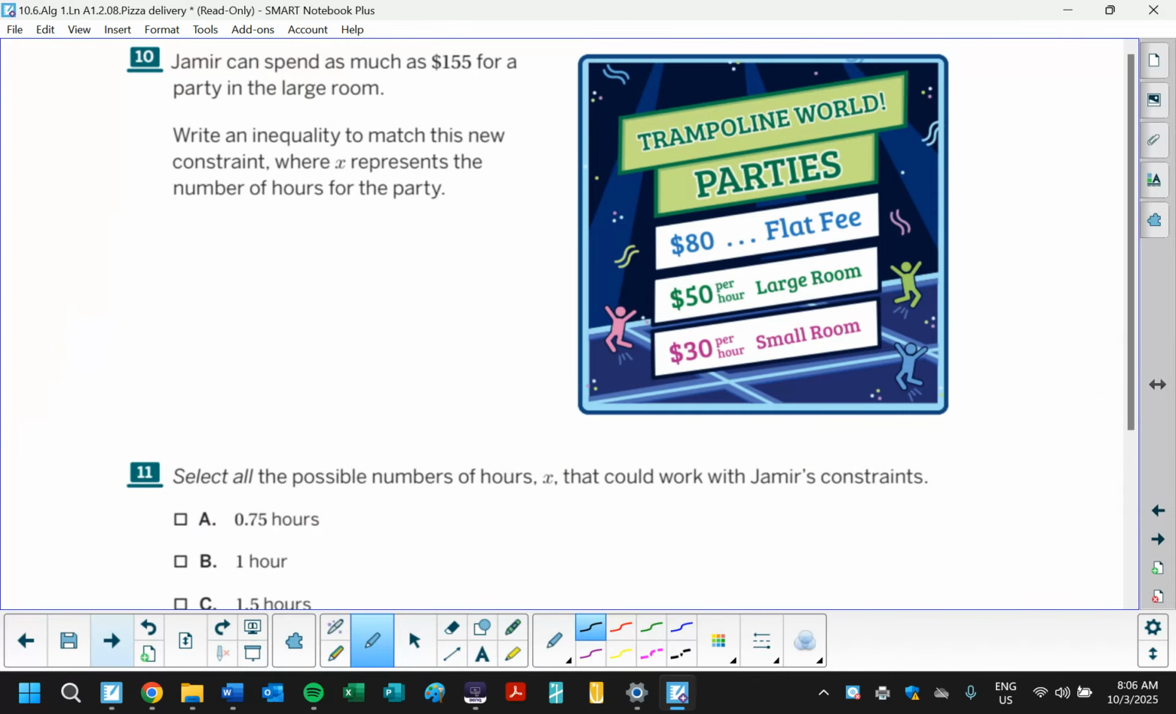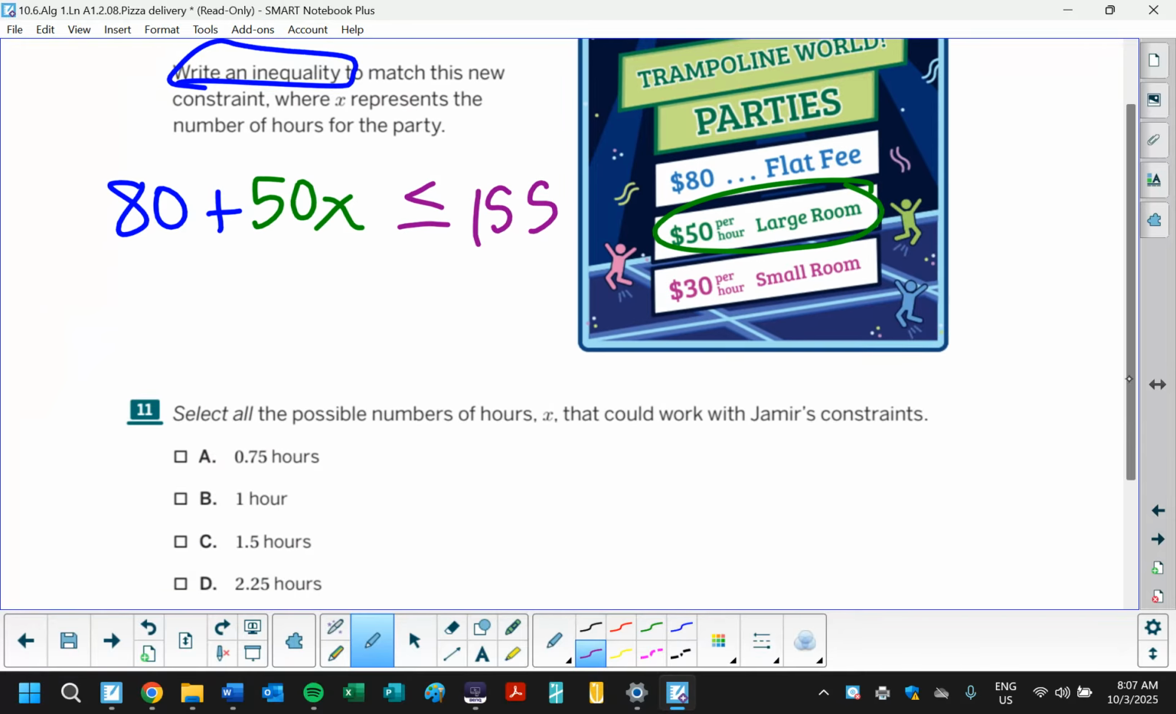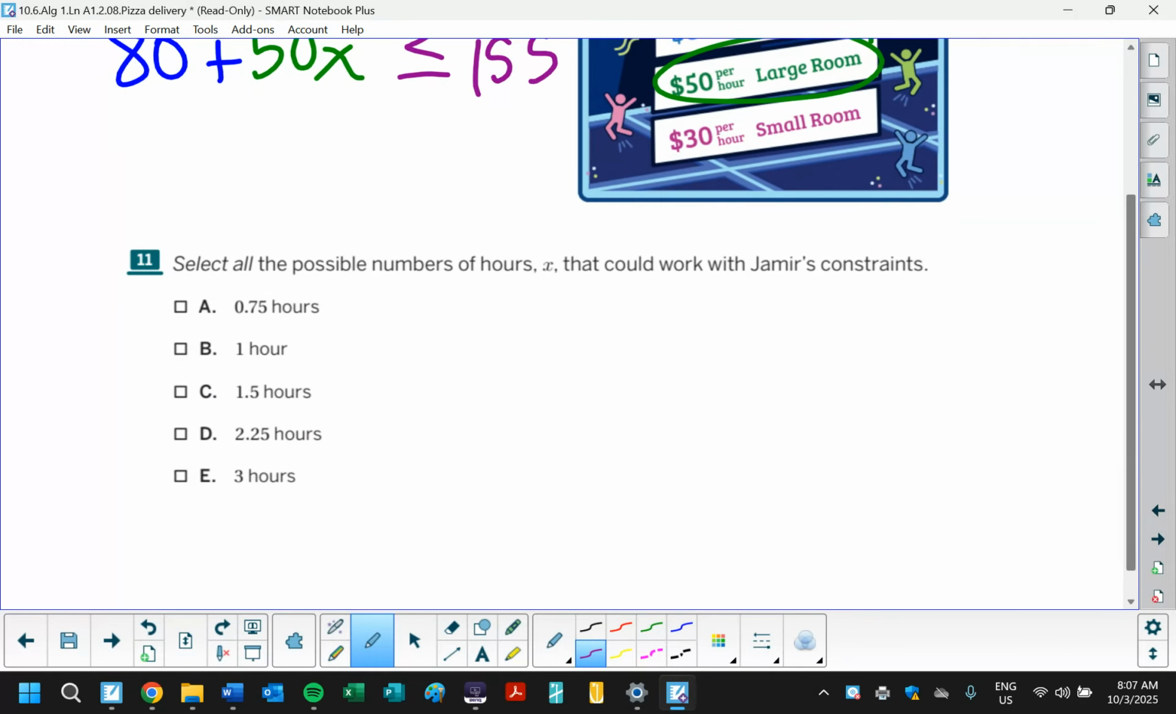Jameer can spend as much as $155 in a large room. Write the inequality. So, large room, $80 flat fee, $50 per hour, as much as $155. What's that going to mean? That means he can spend less than $155. He can spend exactly $155, but he cannot spend more than that. There's your inequality. Let's go ahead now and solve that guy.